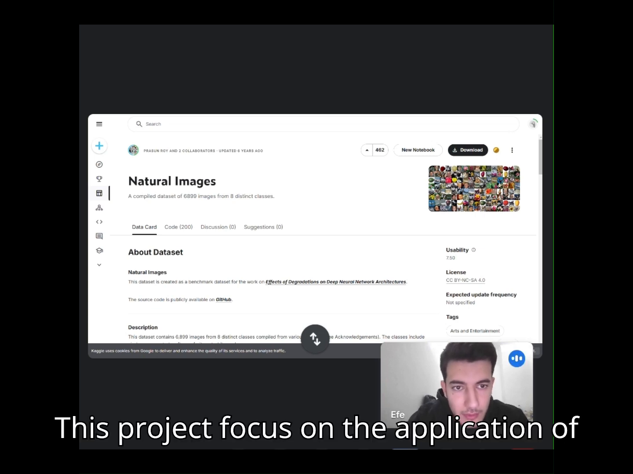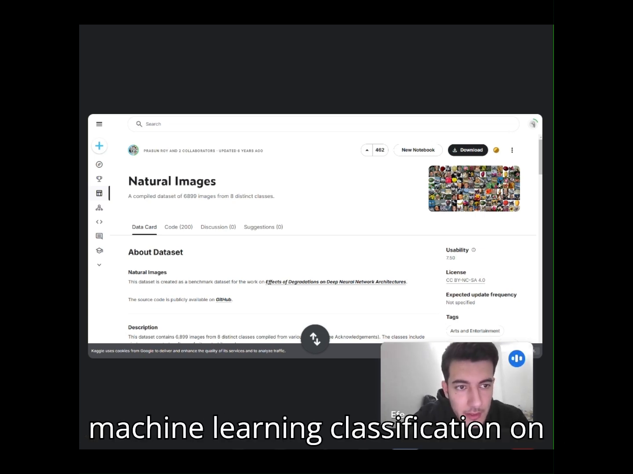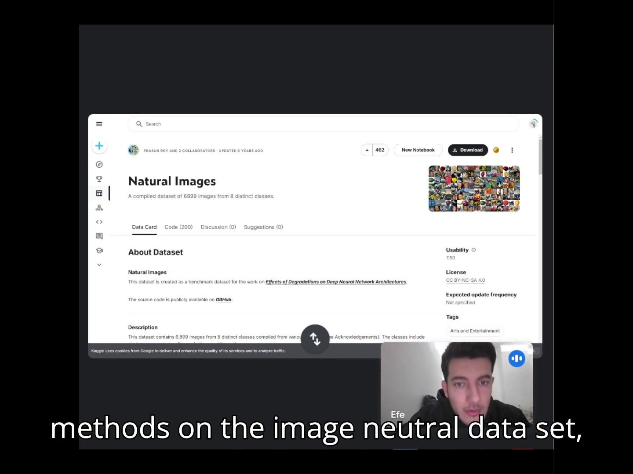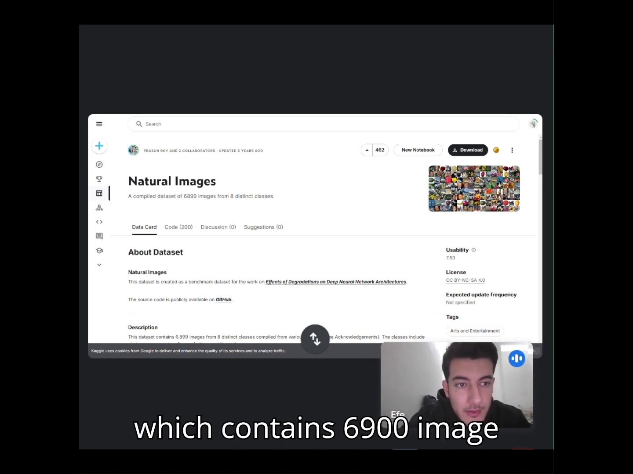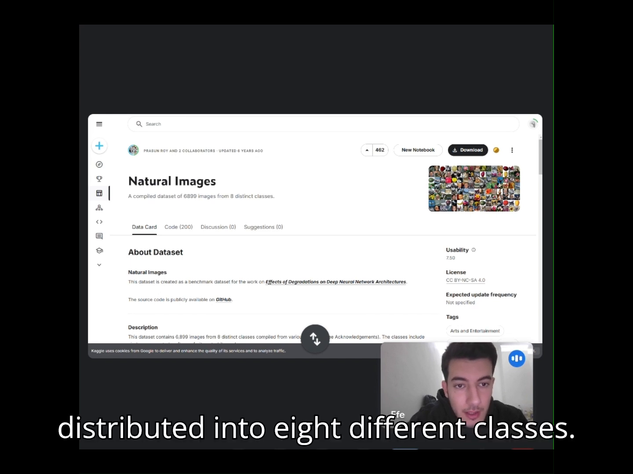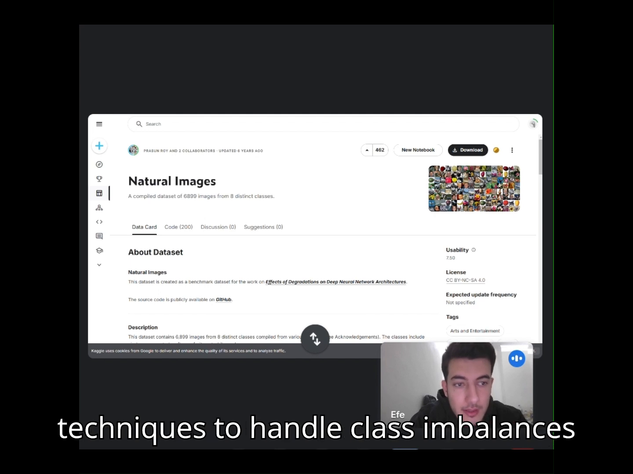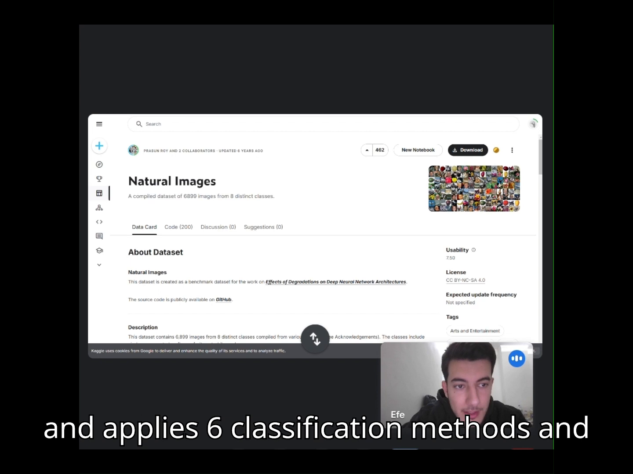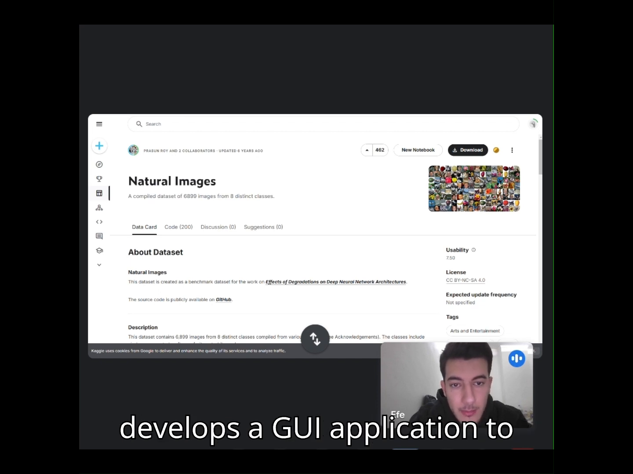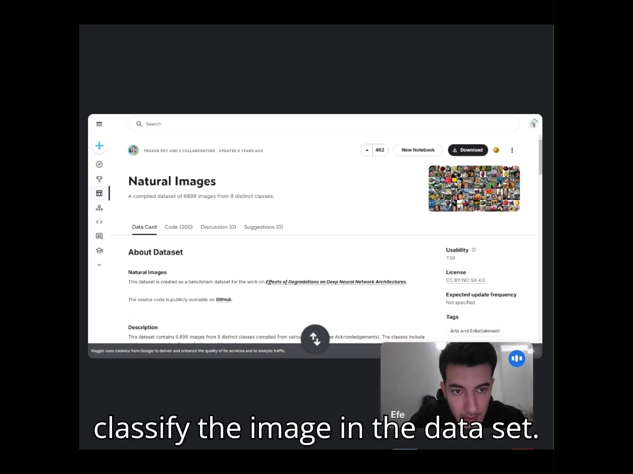This project focuses on the application of machine learning classification methods on the Natural Image dataset, which contains 6,900 images distributed into 8 different classes. The project includes data balancing techniques to handle class imbalances, applies 6 classification methods, and develops a GUI application to classify the images in the dataset.